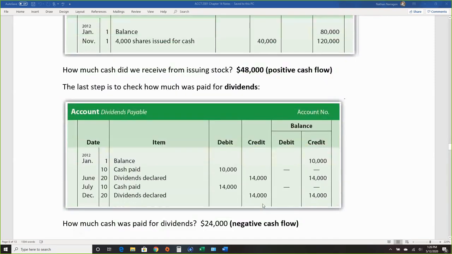Dividends. Dividends is going to be a little bit interesting, gotta keep an eye out. Again, we're dealing with cash paid. Cash paid. So, we paid out $24,000. Again, you paid out, your cash went down, it decreased, or negative cash flow.